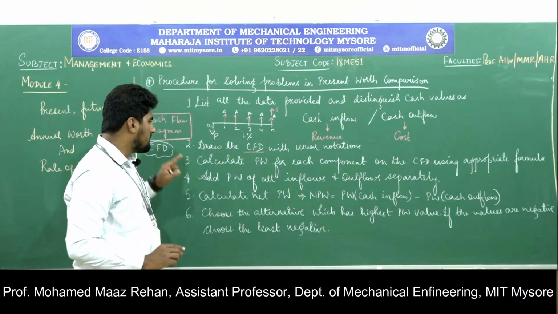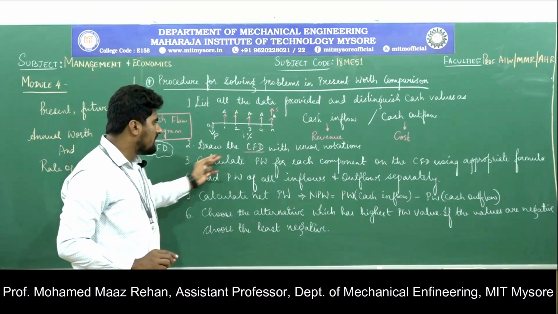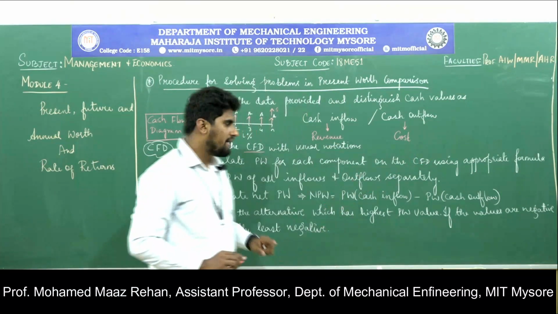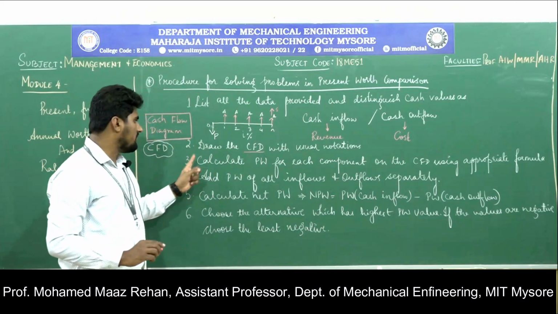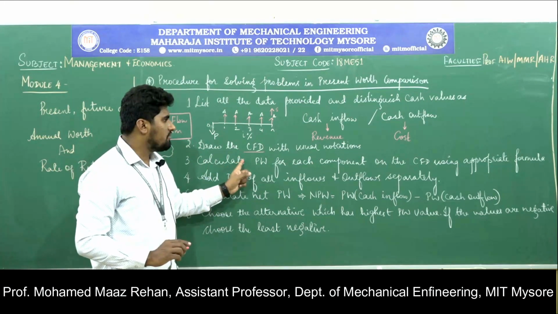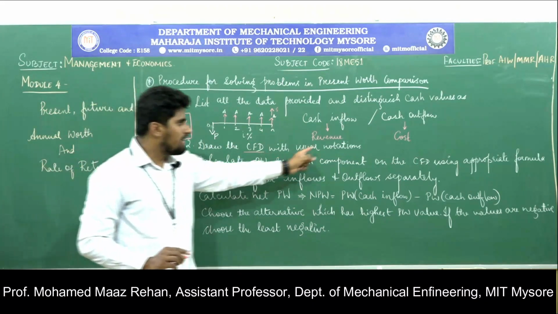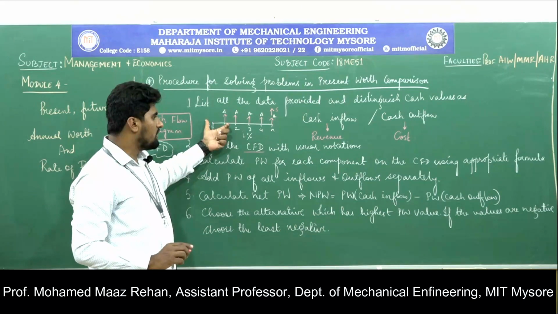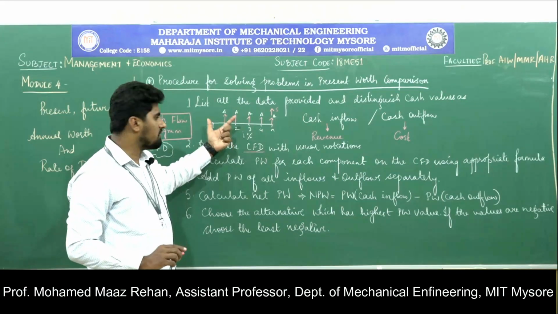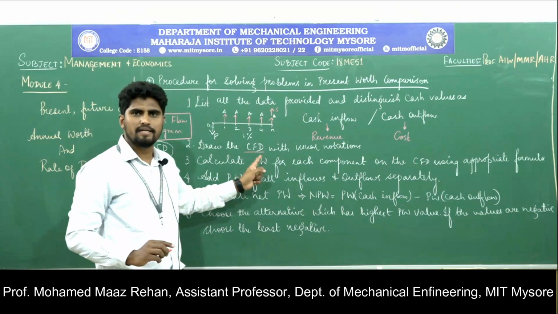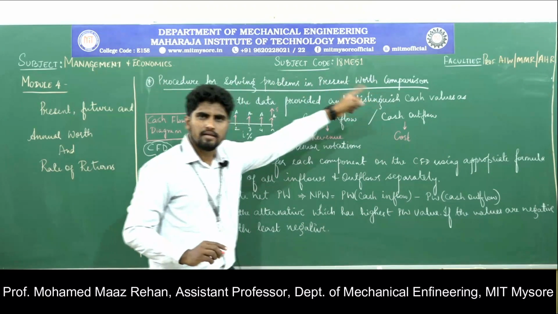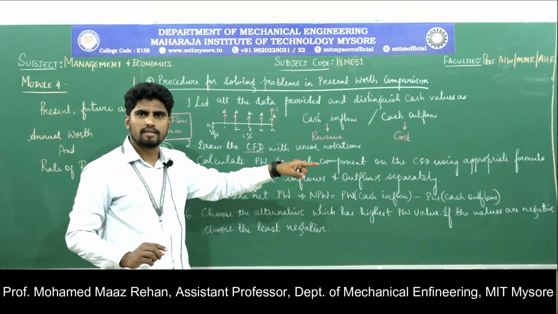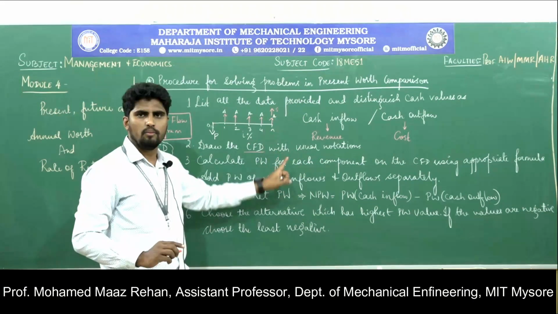Next, what is step number 3? Step number 3 is to calculate present worth for each component on the CFD using the appropriate formula. Basically here, considering this cash flow diagram, you need to calculate present worth in case of present worth comparison. In case of future worth comparison, you need to find out future worth. In case of annual worth comparison, you are going to find annual worth.